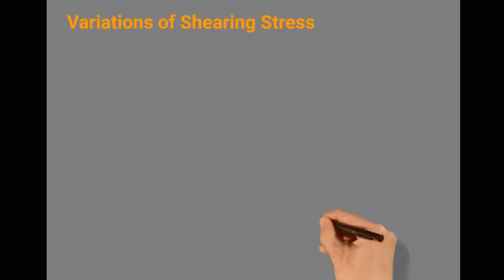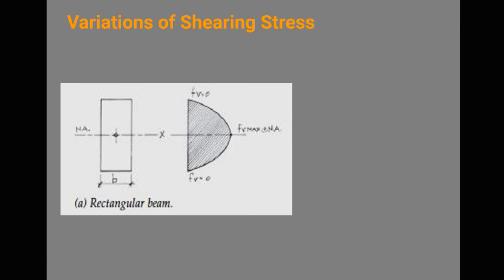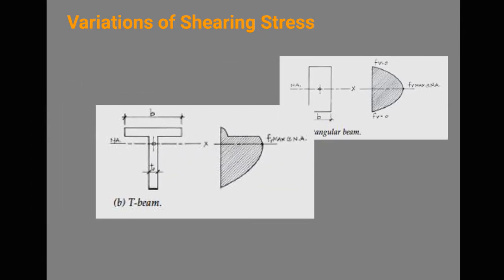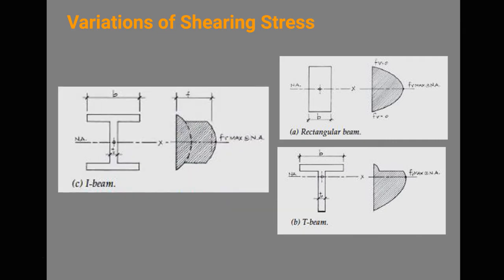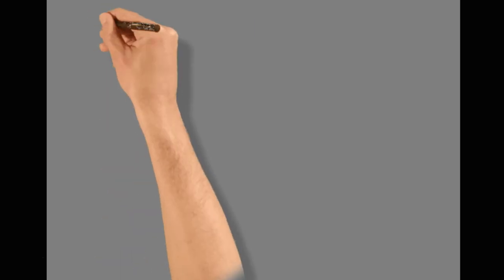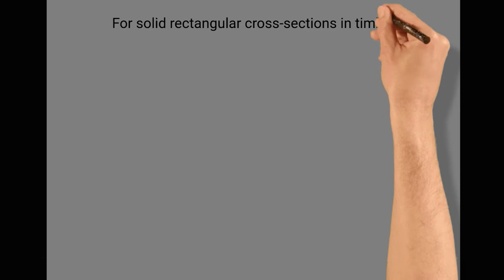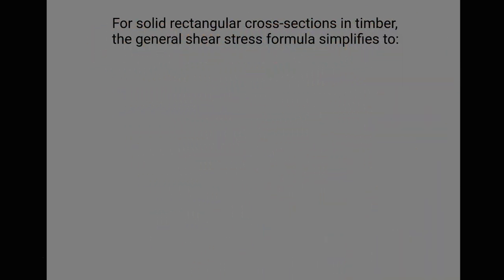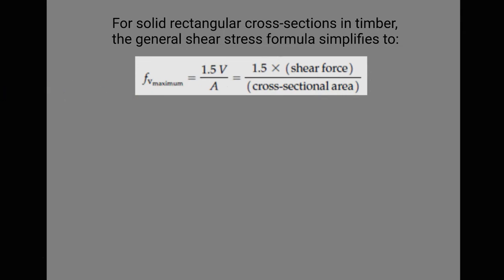Variations of shearing stress: rectangular beam, T-beam, I-beam. For solid rectangular cross-sections in timber, the general shear stress formula simplifies to Fv maximum equals 1.5 V over A, or equal to 1.5 multiplied by shear force over the cross-sectional area.